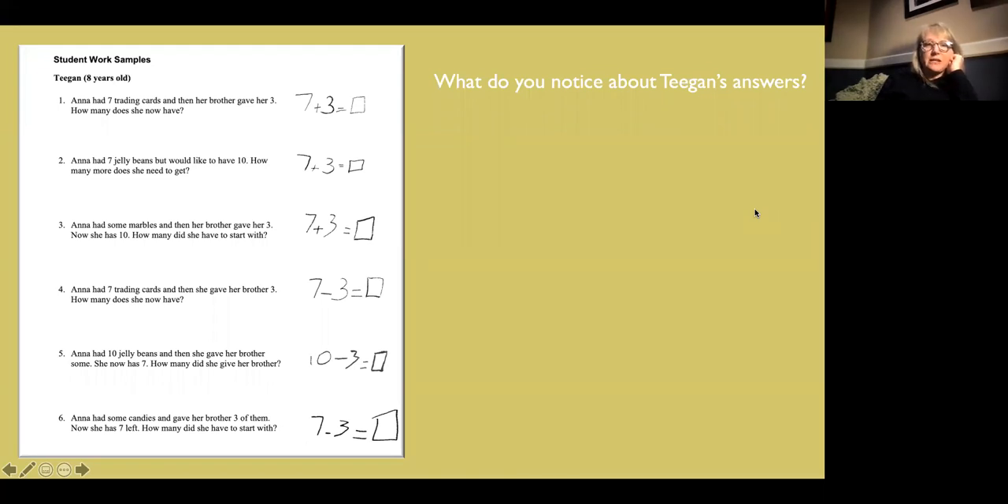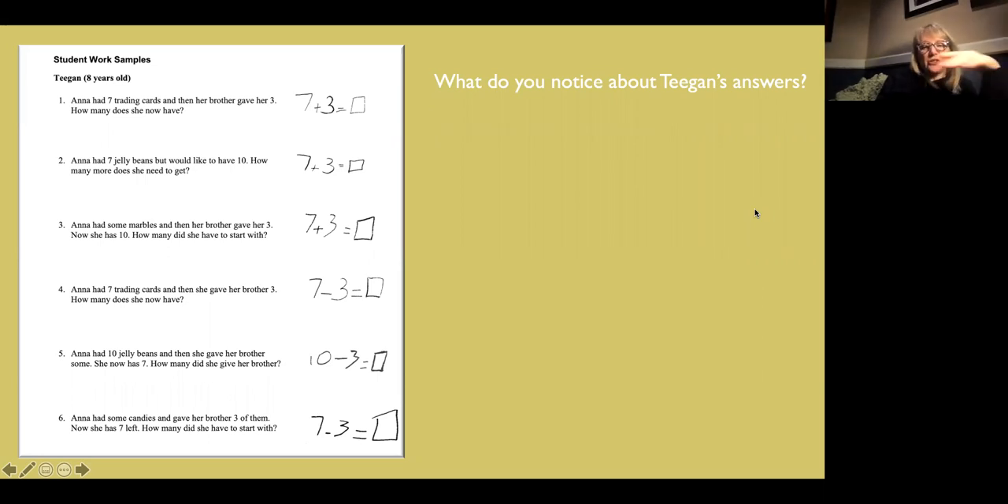So if you look at Tegan's answers, you probably notice that she's using 7 plus 3, 7 plus 3, 7 plus 3, and all result unknown types of questions, even though this doesn't match what she should be doing in the equation. When she gets to number 4, she sees the word gave, and she switched it to 7 minus 3. This is because it's a very traditional question that we're having our kids do all the time. So that one she got quite easily.